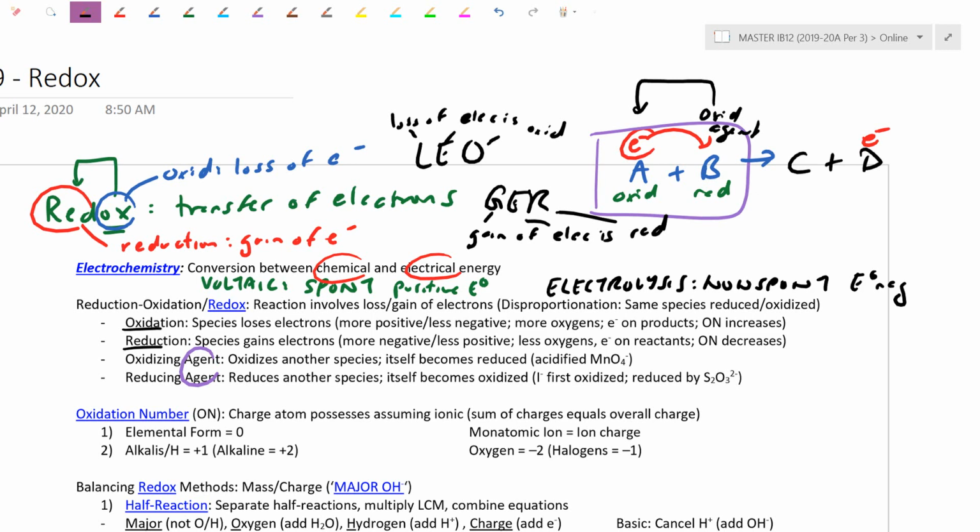Remember, you can't have two oxidizing agents. You can't have both willing to give up electrons or both willing to take electrons. You need to have one or the other.